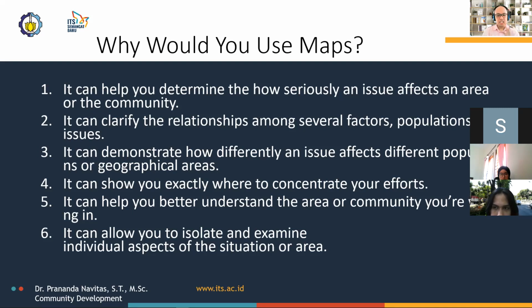6, it can allow you to isolate and examine individual aspects of the situation by area. By choosing to look at different layers of information, you can look at the interaction of various pairs of factors, or just look at the geographic spread of specific ones.